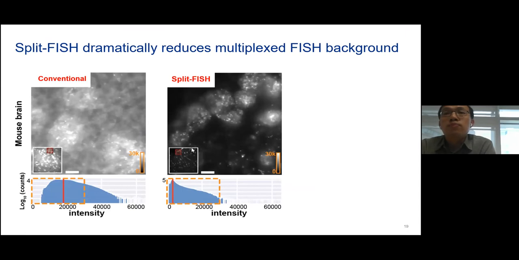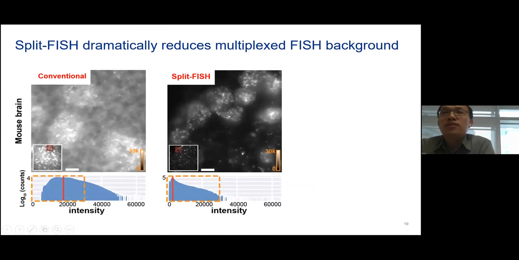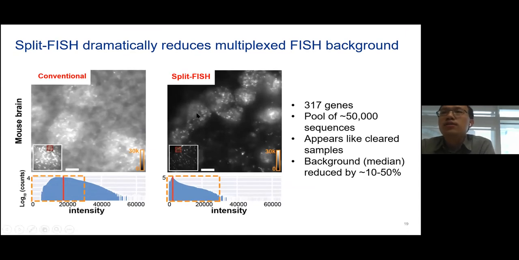So when we tried to do this in the tissue, we were really surprised. When we first saw the image, I thought we mixed up the sample. Are we staining single molecule FISH? But this is indeed the image when we stain 317 genes, where we use a pool of like 50,000 sequences. And the RNA is just crystal clear in the samples. They almost look like we have cleared the samples using chemical techniques.